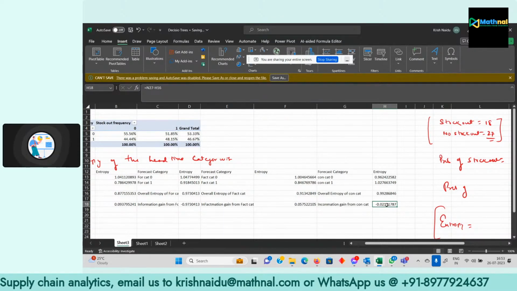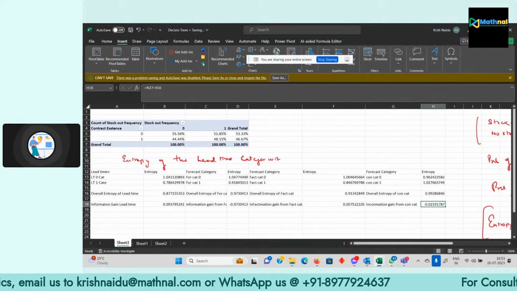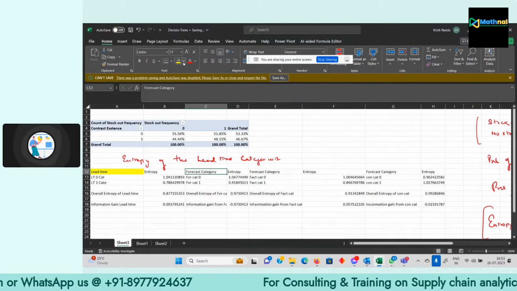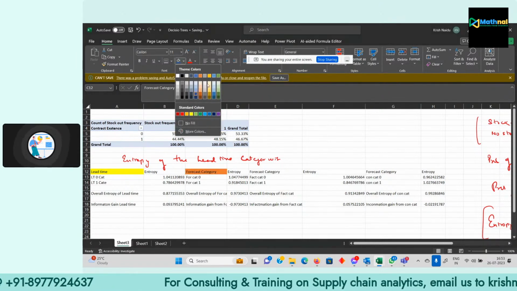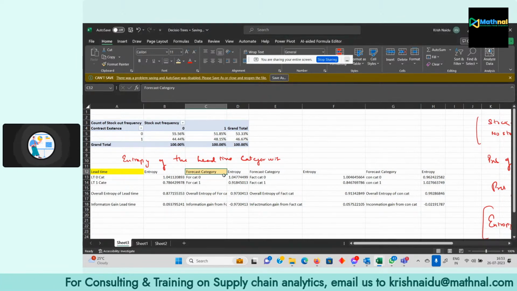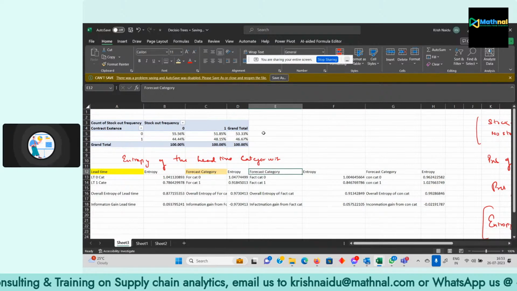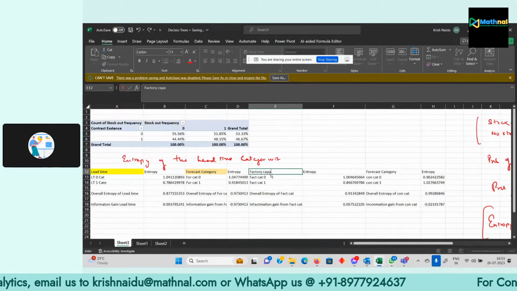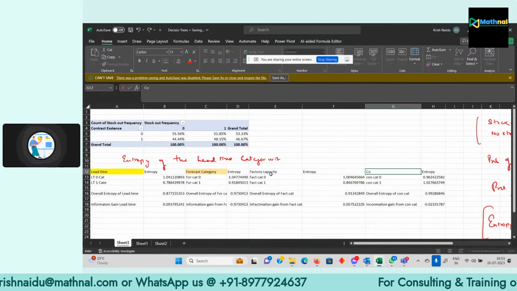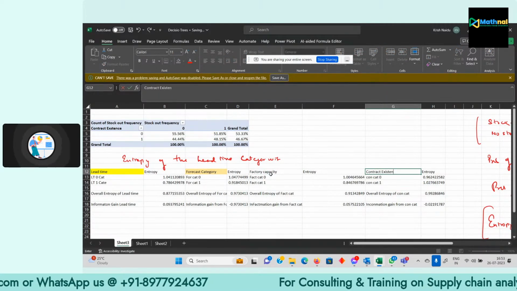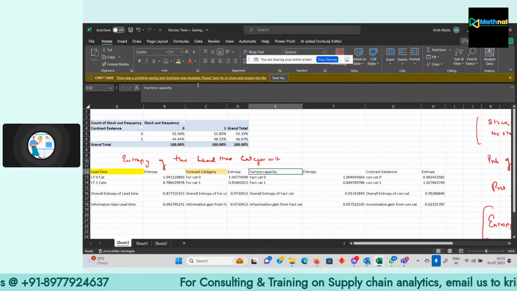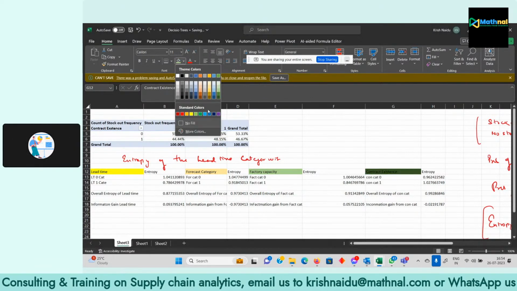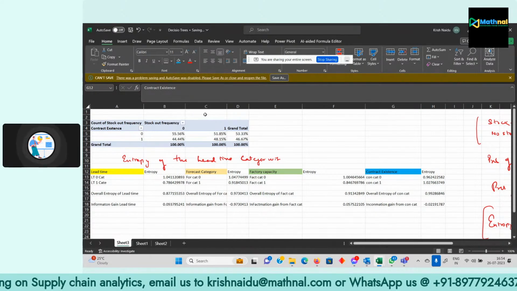So we now have our four variables: lead time. I'll just color them. We have the forecast accuracy, a different color. Now third is forecast category. This is our factory capacity. And the last one is contract existence. So from these four variables, we have to choose which one has the highest information gain. Right? Which one has the highest information gain?